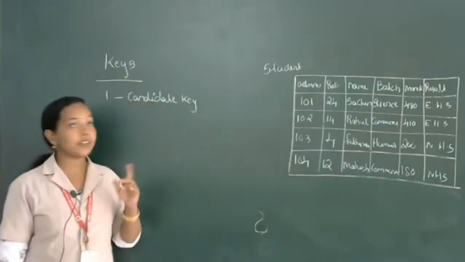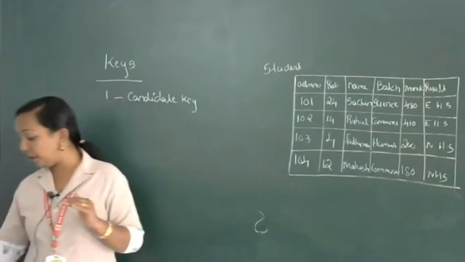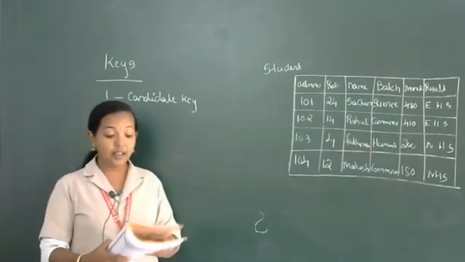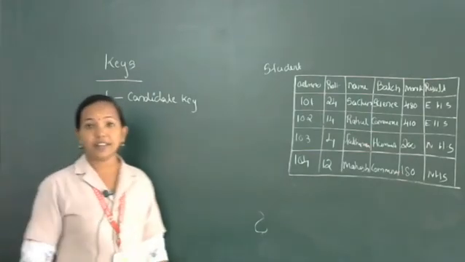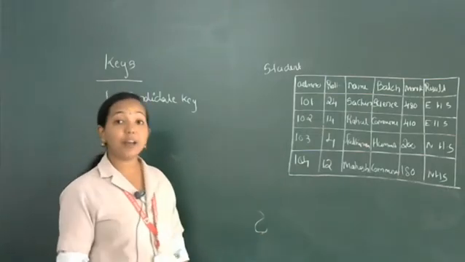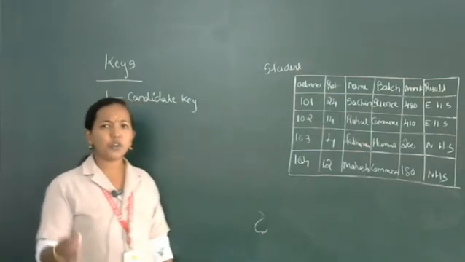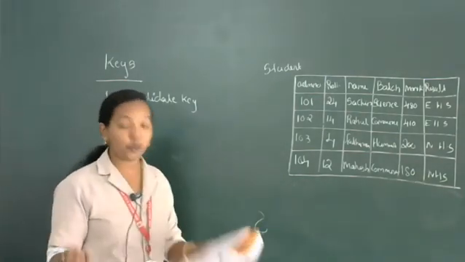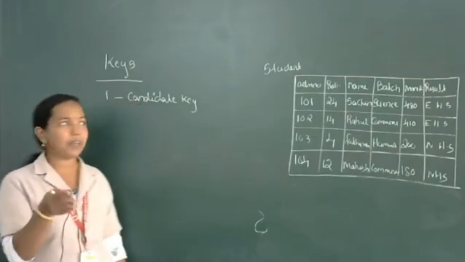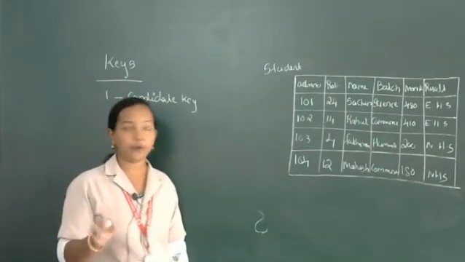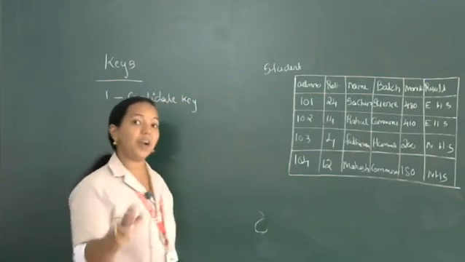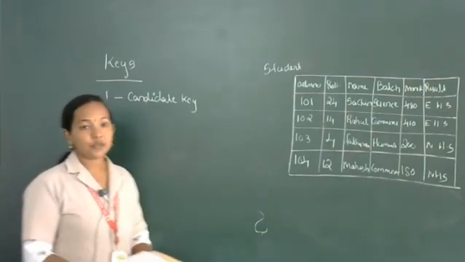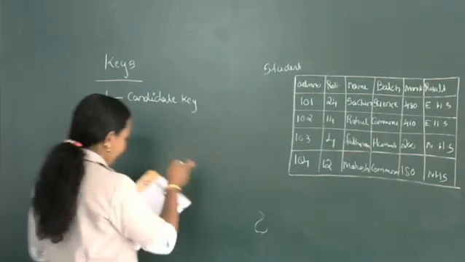So first key is candidate key. This is a minimal set of keys that is used to uniquely identify a row in a relation. Here admission number we can treat as candidate key, or admission number plus roll number. A candidate key is a minimal set of attributes that uniquely identifies. Minimal set means always reducing the number of attributes. So we can use admission number only to identify, otherwise admission number plus roll number also. Clear? That is the speciality of candidate key.